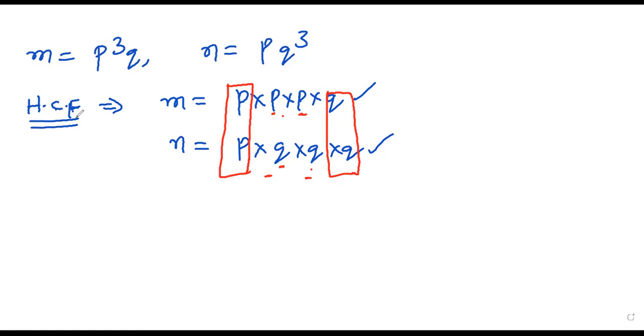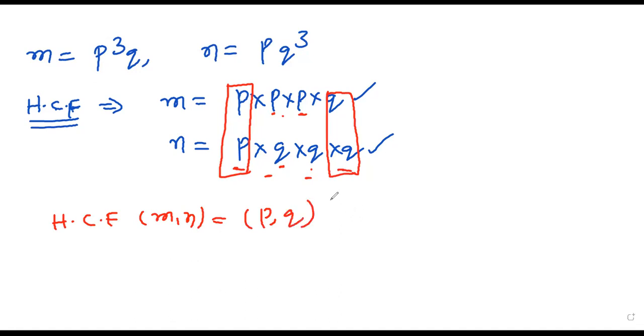HCF means the common part. So the HCF of m and n is just one p and one q, that's it.